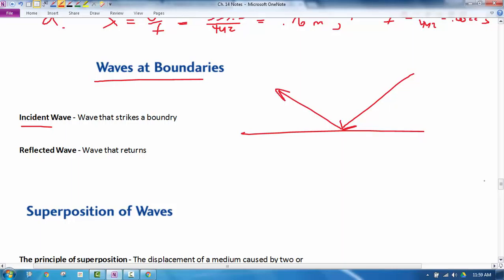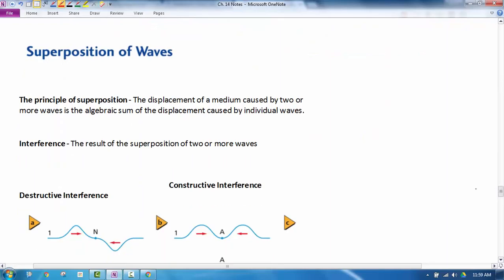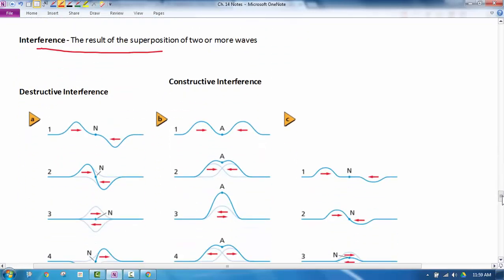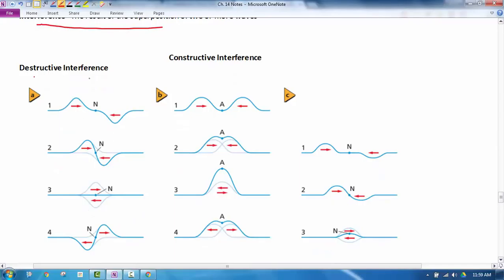Okay, the next thing you need to know is superposition of waves. The principle of superposition says that the displacement of a medium caused by two or more waves is the algebraic sum of the displacement caused by individual waves. So this creates interference. It's the result of this superposition. So we have destructive and constructive interference. Those are the two types. Destructive interference is when you have a wave that cancels with another one.